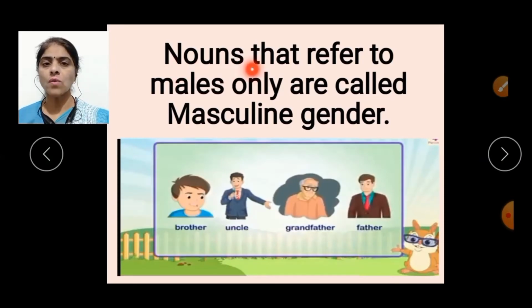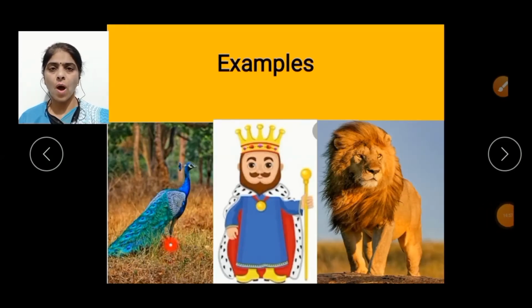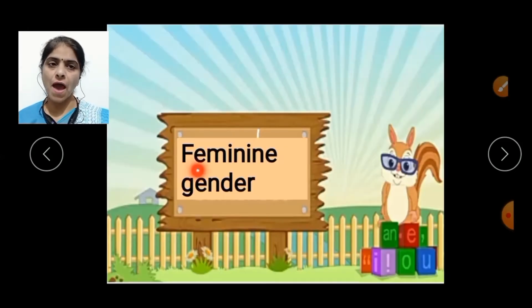Here, nouns that refer to males only are called masculine gender. Here you can see brother, uncle, grandfather, father. These are males. So they belong to masculine gender. Let's have some other example. Here, peacock, king and lion. They are males. So they belong to masculine gender. Now let's have the next kind of gender. That is feminine gender.